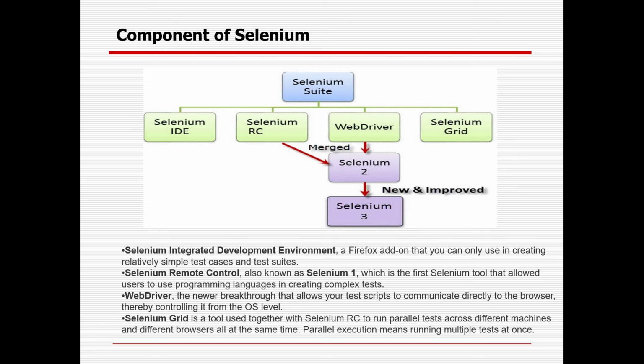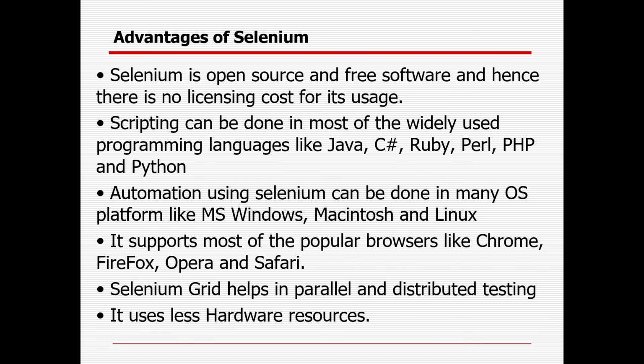So that is the way with the help of Selenium Grid you can do the parallel testing as well. So advantage: Selenium is an open source tool, free tool, right? There is no licensing cost. Selenium supports a lot of programming languages like C#, Java, Python, PHP, Ruby, etc. It supports a lot of operating systems, Mac, Windows, Linux, and different browsers, Chrome, Firefox, Opera, Safari. Selenium Grid helps in parallel distributed testing.